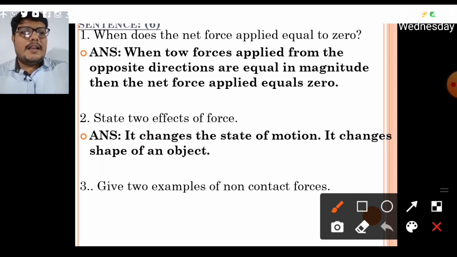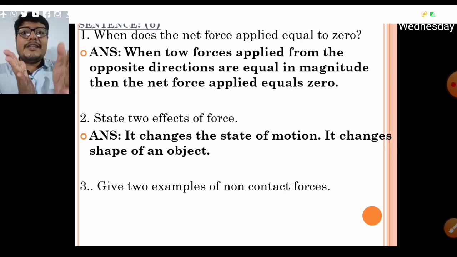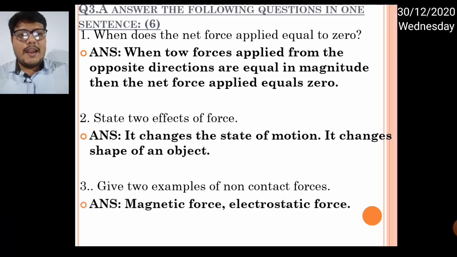Okay, see next question here: give two examples of non-contact force. Non-contact means the force which comes into action when objects are not in contact with each other, they are apart. Like gravitational force, you can write magnetic force, you can write electrostatic force. From these any two you can write. So your magnetic force and electrostatic force.